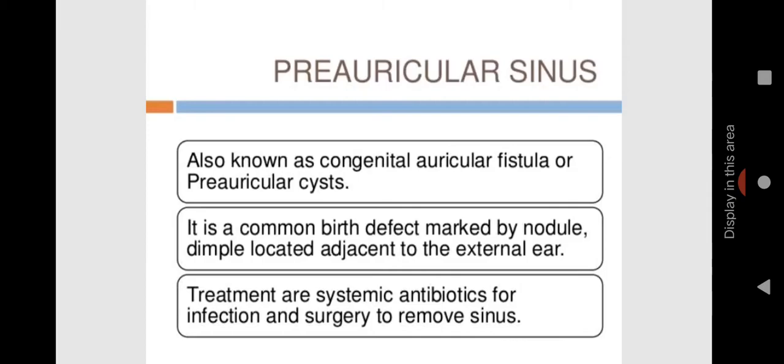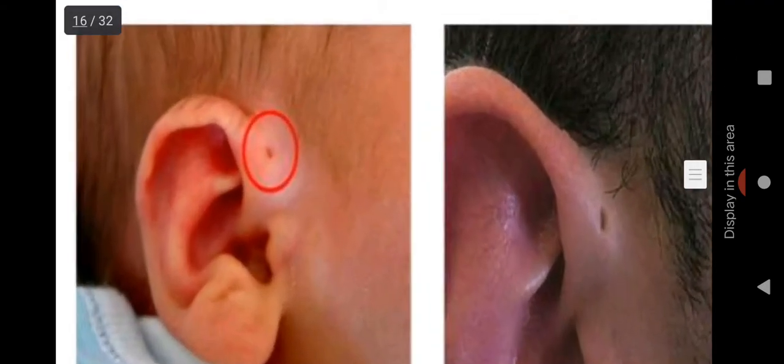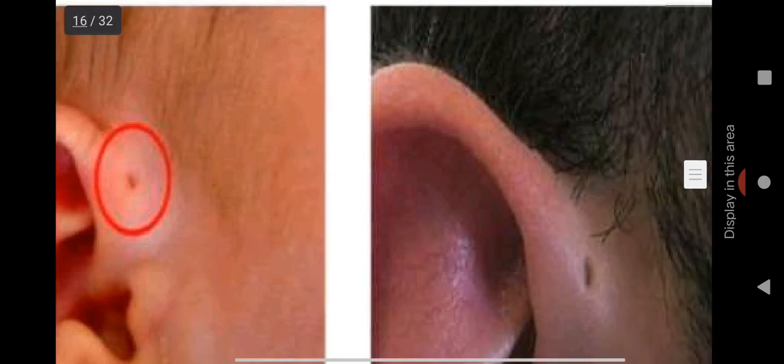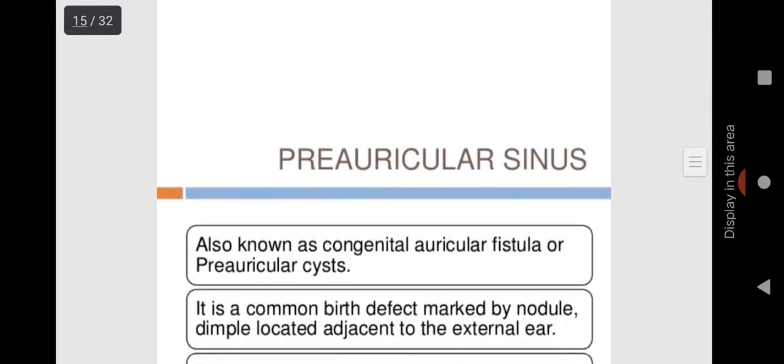Treatment is systemic antibiotics for infection and surgery to remove the sinus. So if it is inflamed, then we have to go for systemic antibiotics to control the infection, and we can remove the sinus with the help of surgery. So you can see in the picture, there is a sinus formation seen on the side of the ear, the pinna. So that is called preauricular sinus.